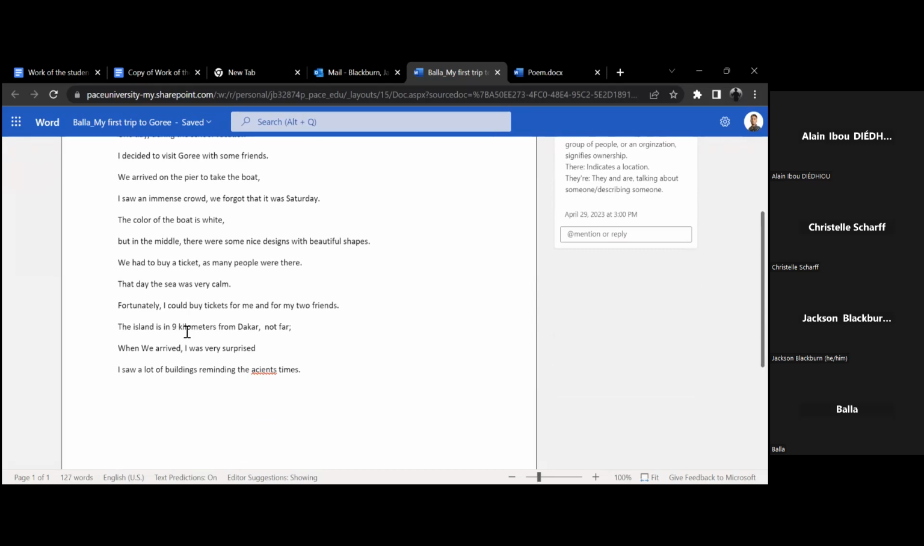The island is in 9 kilometers from Dakar, not far. Okay, so it's 9 kilometers away from, okay. The island is, well, is because it's still currently there, is 9 kilometers away from Dakar. Not far. Okay, instead of putting a semicolon, I'd probably put a period.